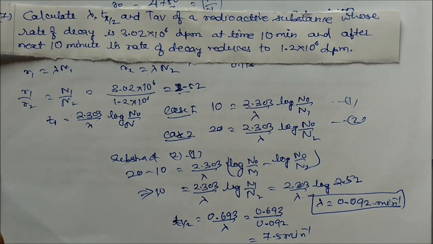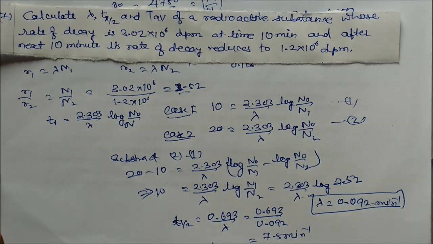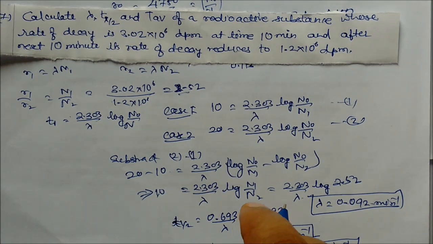And again the average life, so t average is 1 by lambda. Again you divide 1 by 0.092, so we will get 10.87 minutes. So we get three values together, 1, 2 and 3.